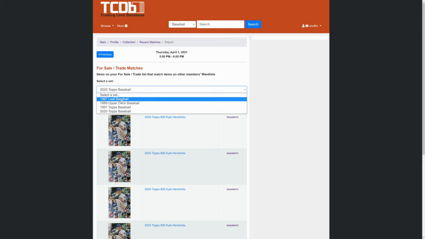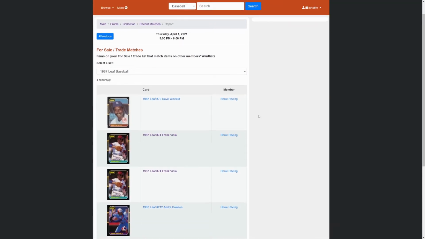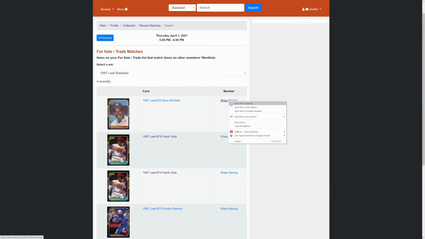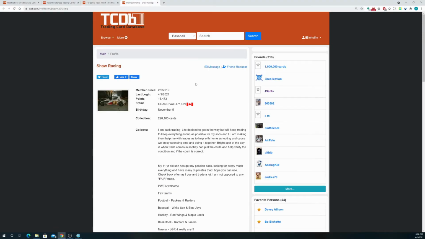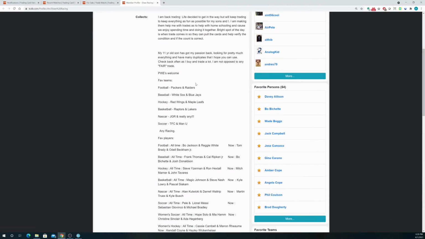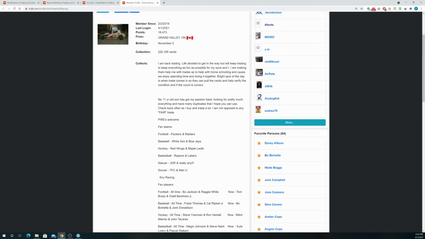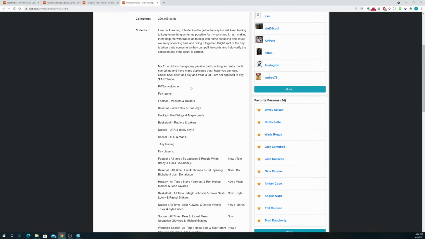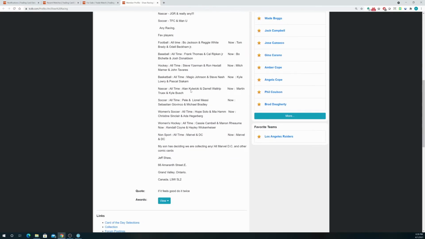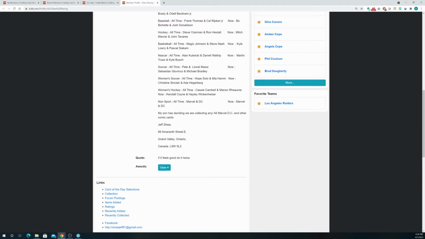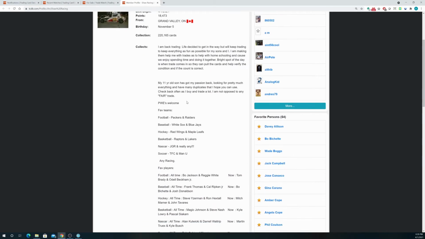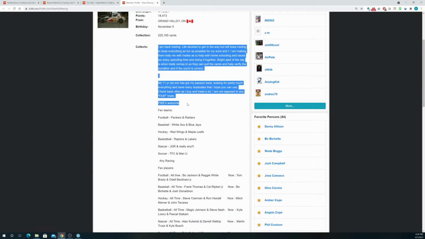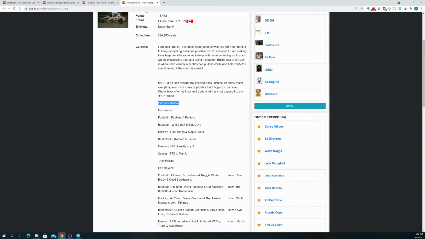So if I look for this one and look for Shaw Racing, what I'm going to do is open the link in a new tab. Now I have Shaw Racing here, and I'm going to look at his. Now, like I said earlier, you can put information about yourself. I can read what his information is. He's got a lot of stuff in here about what he's looking for, what he likes to trade. Cool, that's giving me some good information. PWEs are welcome. That's good news for me because I'm a PWE guy. Cool.